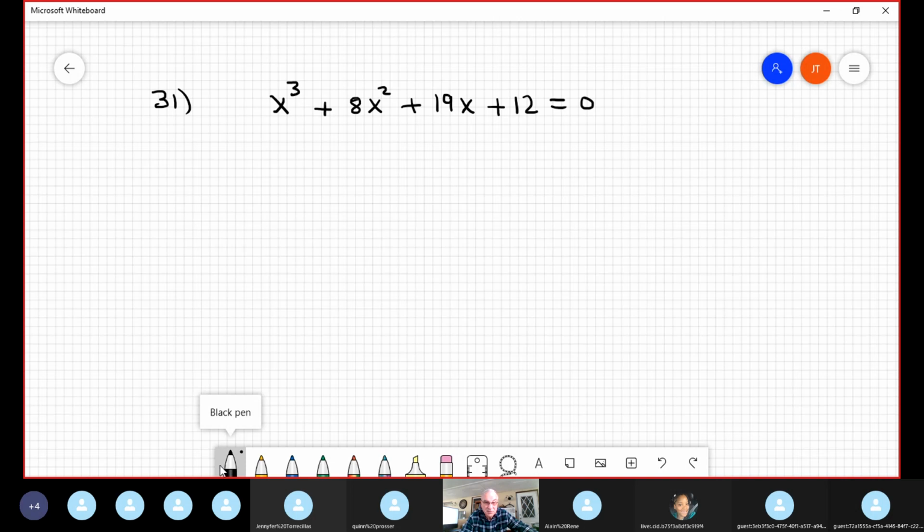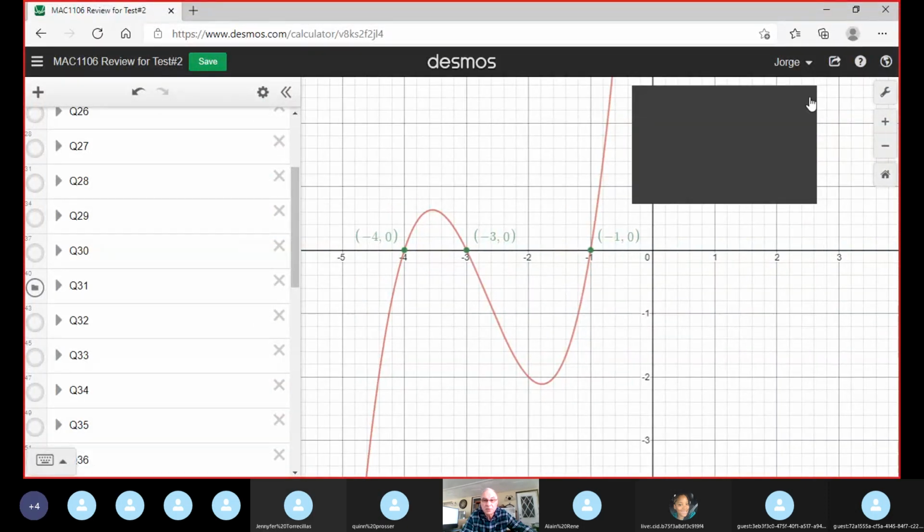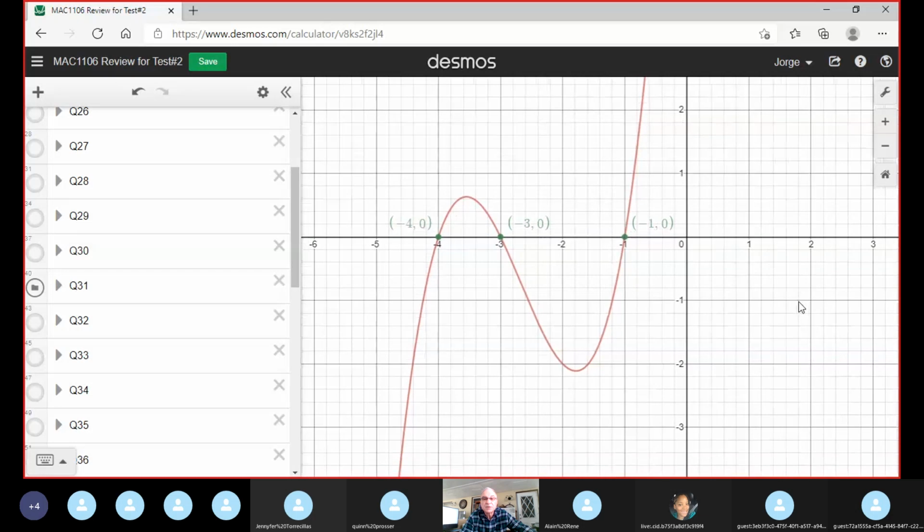So this is relatively easy because I immediately go to Desmos. Okay, wow. Okay, let me switch into Desmos. One more time. I type in. Yeah, I discovered, wow, look at that. I discovered the zeros. The zeros are -4, -3, and -1.